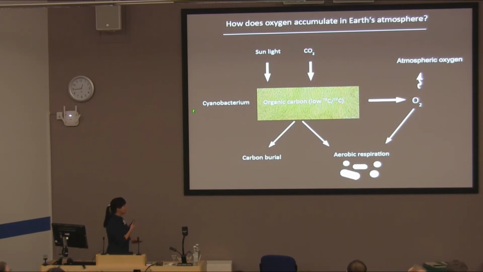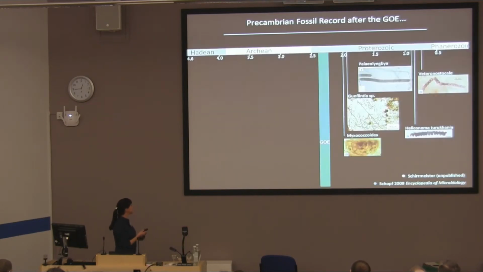Now, we know cyanobacteria do oxygenic photosynthesis. They have been around 2.4 billion years ago, and we see this rapid increase in oxygen. What do we know about the fossil record? Can we relate the evolutionary history of cyanobacteria somehow to this increase of oxygen?